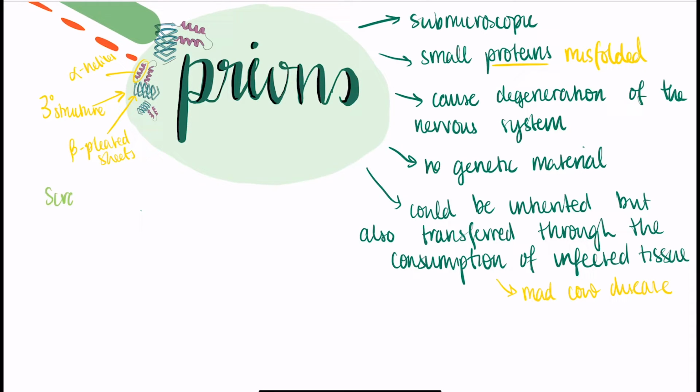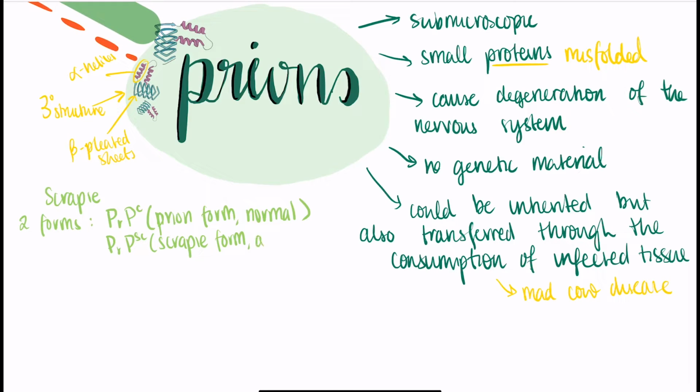Now, if we remember prions, it's all about misfolded proteins. So for this scrapie, there are two forms of the protein. There is PrPC, the prion form, normal, and PrPSc, the scrapie form, abnormal. The PrPC is usually found on the surface of neurons, so those cells that are making up our nervous system. These cells in particular are important for memory, learning, and neuronal signaling.